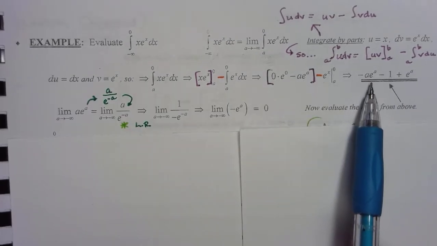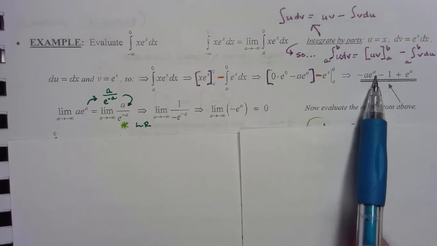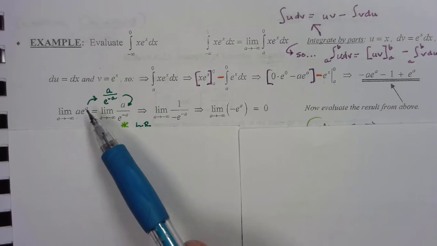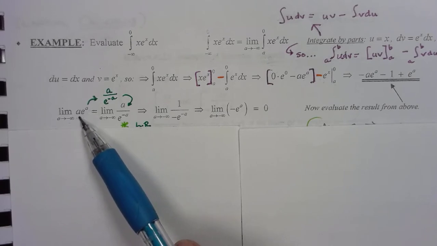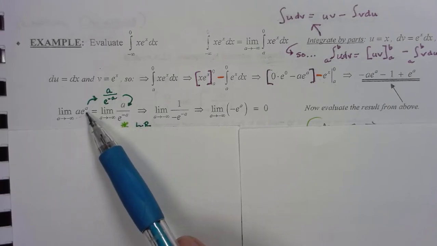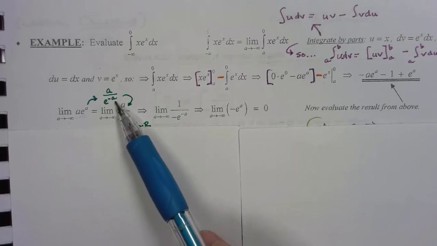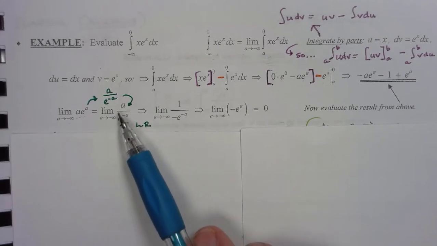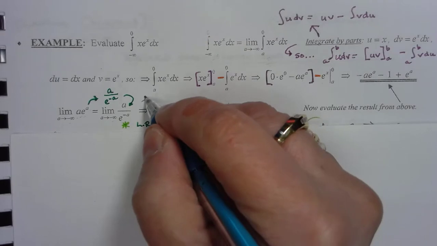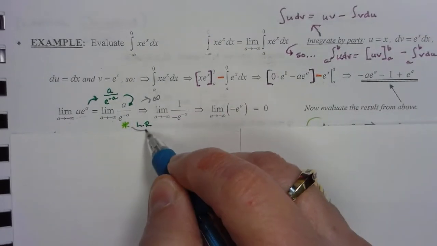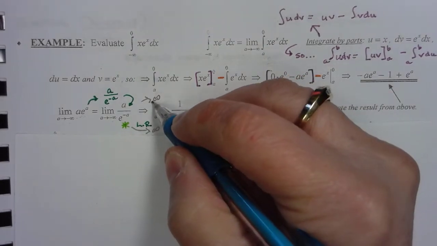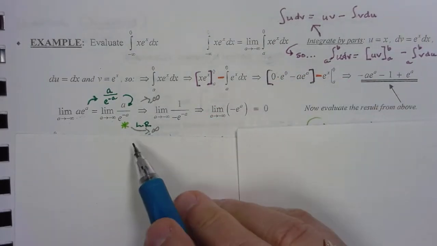So let's think about what negative a times e to the a is. Our limit as a goes to negative infinity of a times e to the a would be a on top. We could write e to the a as e to the negative a on bottom. Now, why would I want to do this? This puts us in a situation where the top goes to negative infinity and the bottom goes towards infinity, and we have a L'Hopital's rule situation.